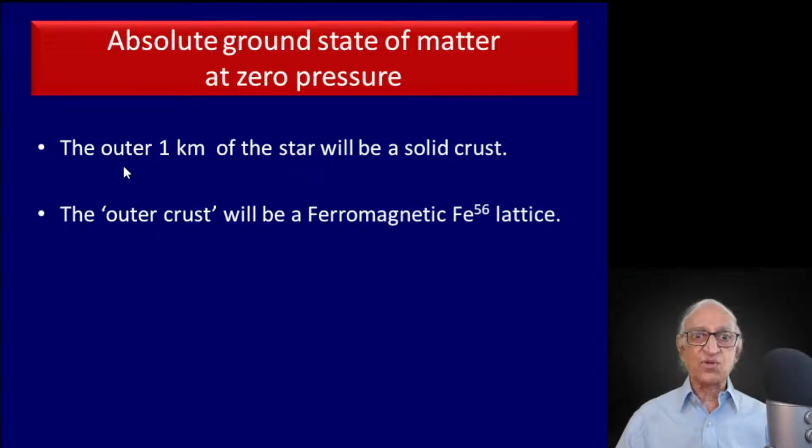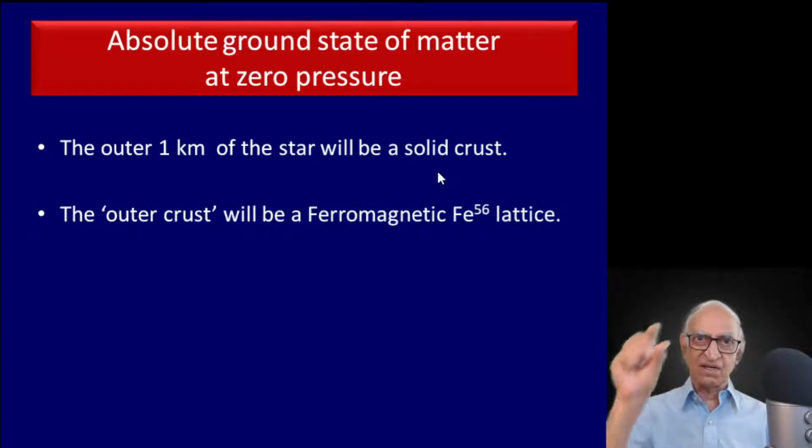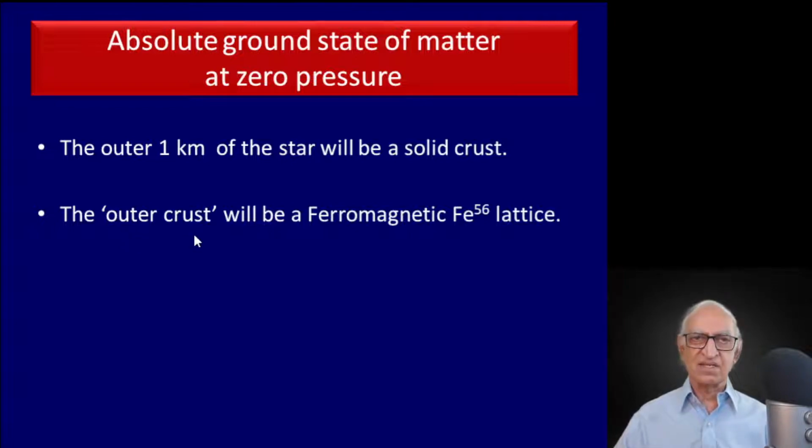Now, I can also argue that the outer 1 kilometer of the star will be a solid crust. Why is that? I can calculate what should be the melting temperature of the solid at that pressure. And as long as the temperature of the star is well below the estimated melting temperature, I am safe in assuming that the outer layer, roughly 1 kilometer out of the 10 kilometers, will be a solid crust. Therefore, I am ready to make the first consequential statement. Namely, the outer crust, roughly 1 kilometer in thickness, will be a ferromagnetic iron 56 lattice, because this is the lowest energy configuration.